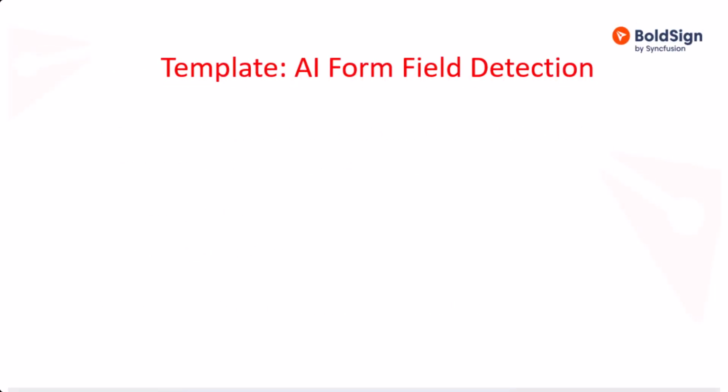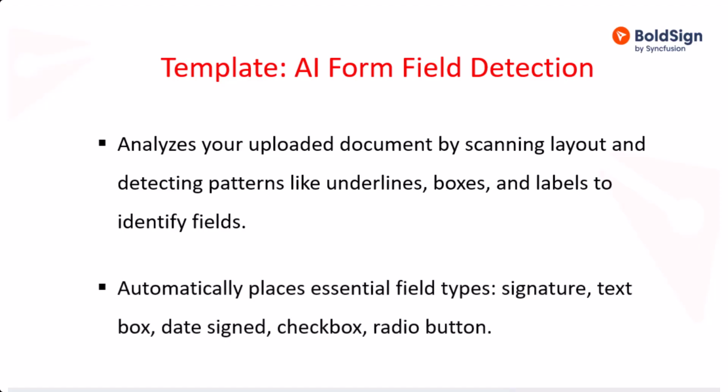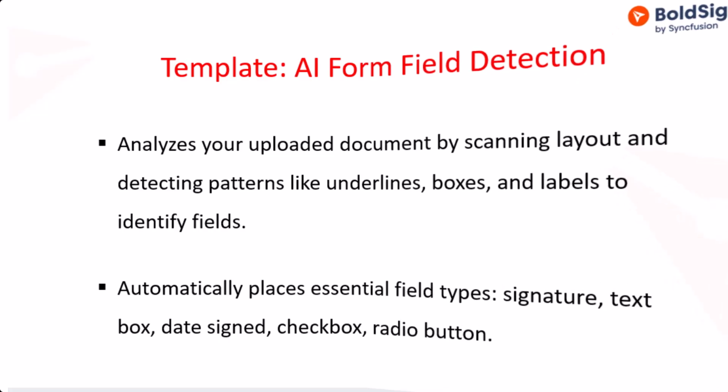BoldSign's AI-based form field detection intelligently scans your uploaded document layout. It looks for visual cues such as underlines, boxes, labels, and signature areas to identify where fields are needed. Based on these patterns, it automatically places key field types like signature, text box, date signed, checkbox, and radio button. Now, let me show you how this feature works in action.